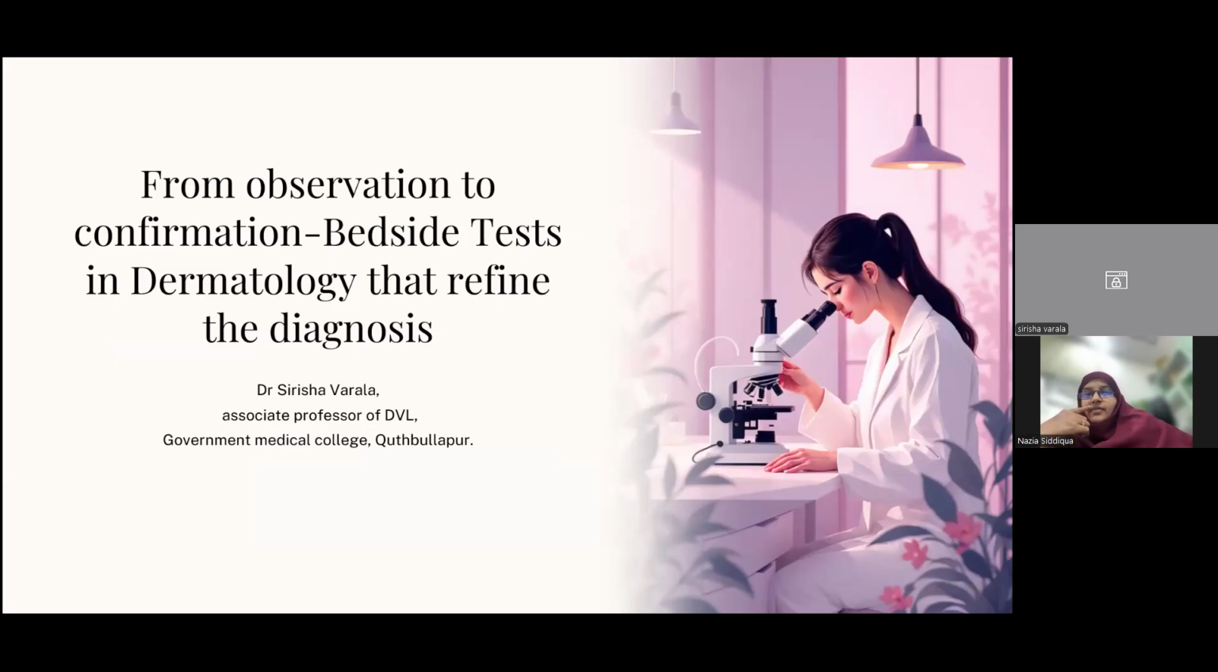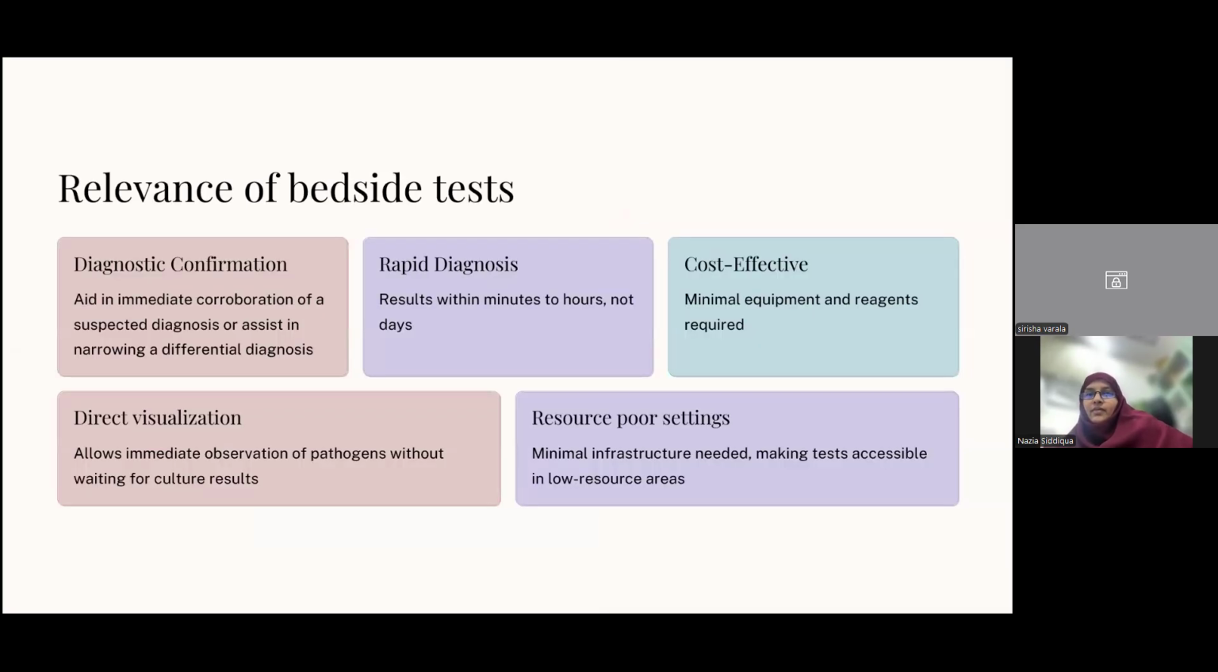So my topic for today is bedside tests in dermatology and why they are important. So what is the relevance of learning these bedside tests? First, even though we don't get a diagnostic confirmation, at least they aid in immediate corroboration of a suspected diagnosis, and they also assist in narrowing to a differential diagnosis.